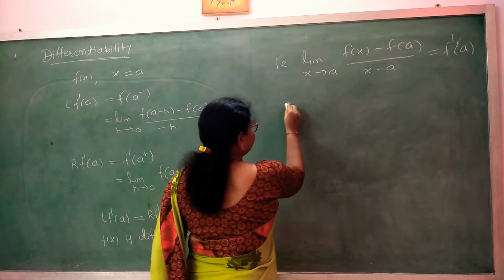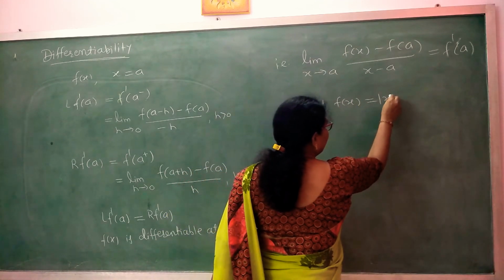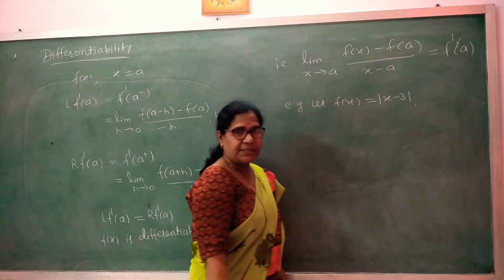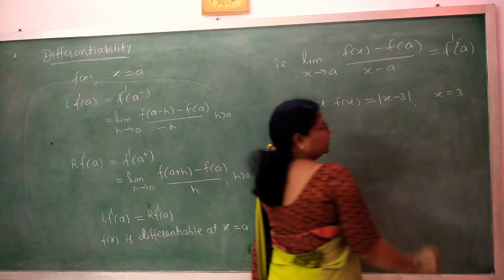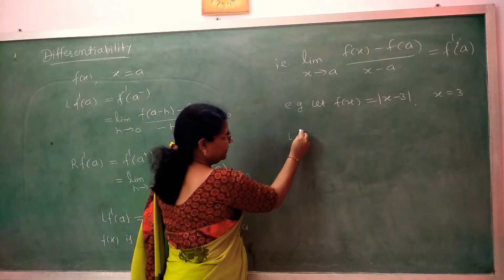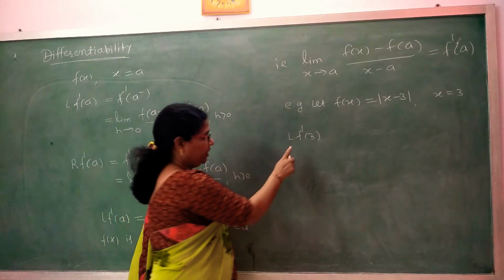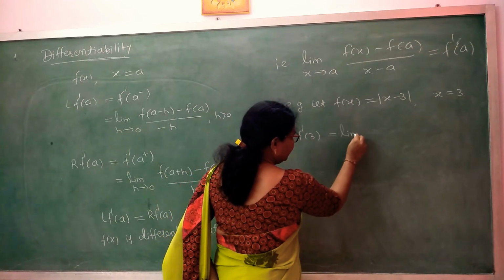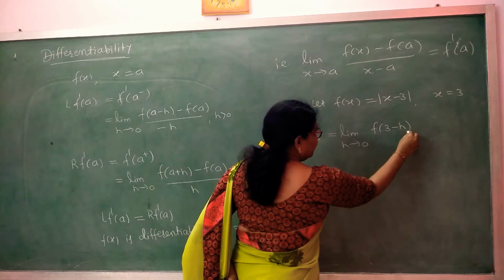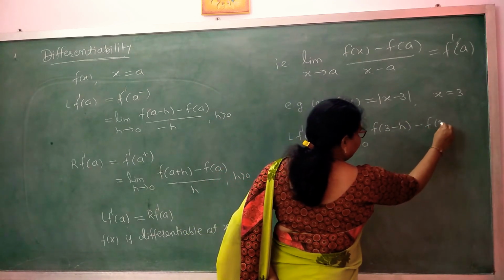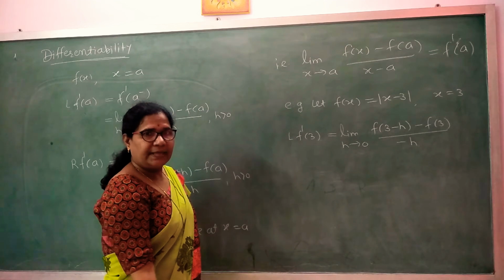For example, let f of x equal to mod of x minus 3, and we discuss differentiability of this function at x equal to 3. Now here the left hand derivative is denoted like this, L of f dash of 3, and defined as limit h approaches to 0 of f of 3 minus h minus f of 3 divided by minus h, meaning x is replaced by 3 minus h.